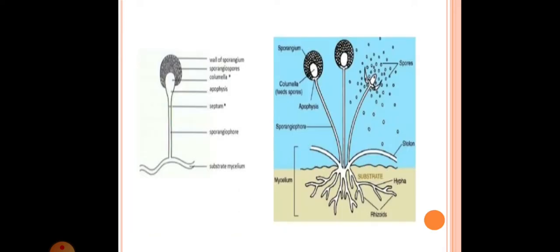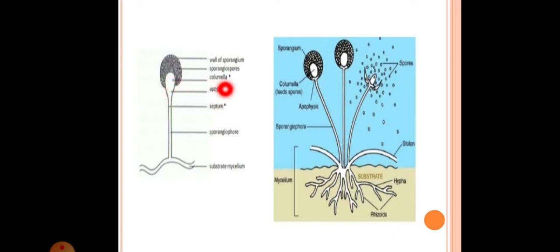Okay, then next, here you can see the overall structure of mucor. Here the substrate mycelium, and here the sporangiophore, the elongated structure. And the attachment between the sporangia and the sporangiophore is known as the septum, and the solid part is known as the apophysis.